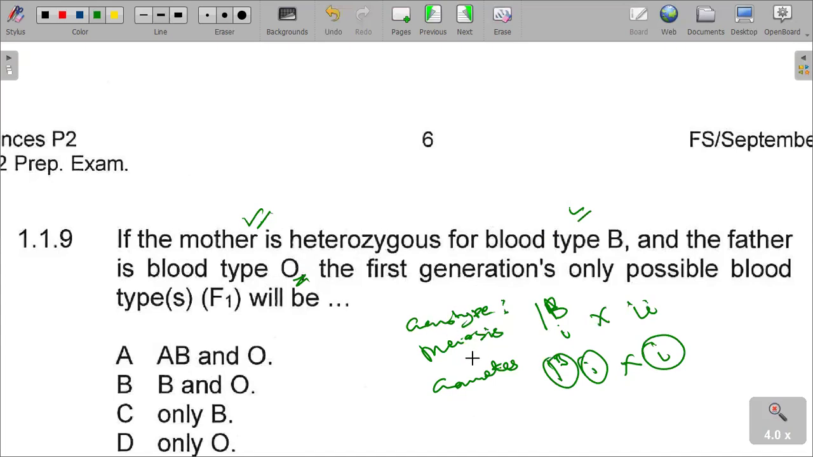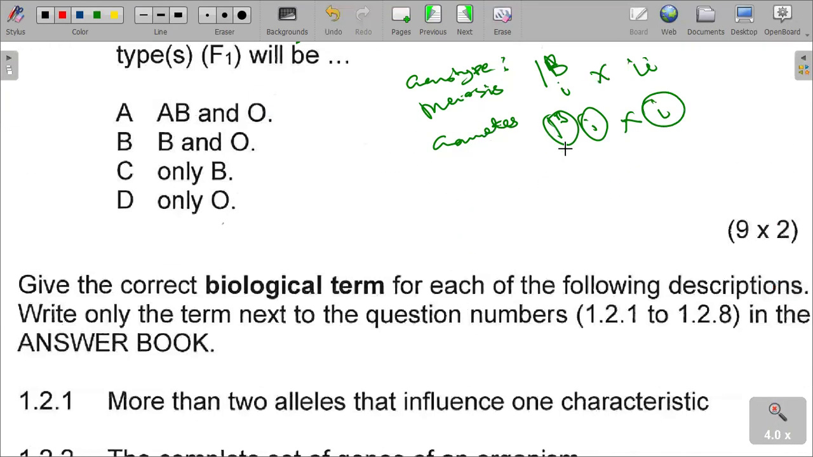And then when we cross them, we take this B, which is crossing to that I, and then we have this I, which is crossing to this I. So we have one who is blood B and one who is blood O. This is our genotype.